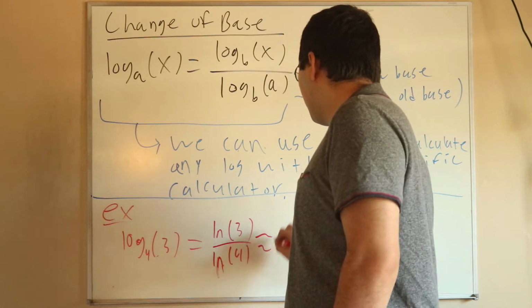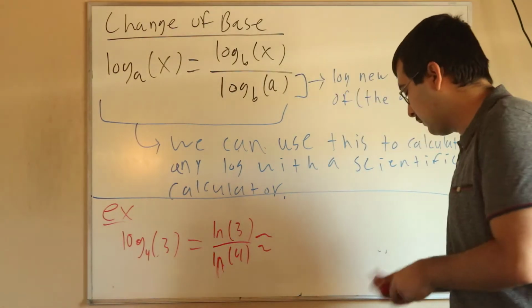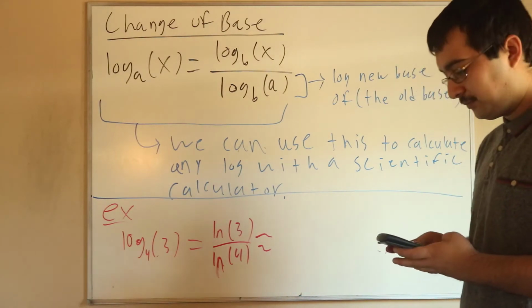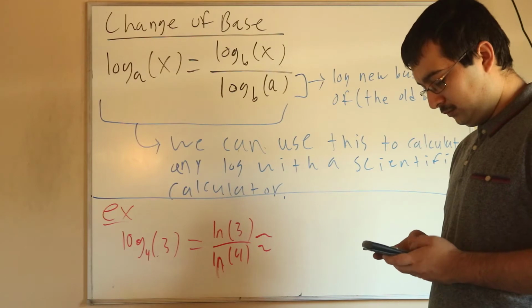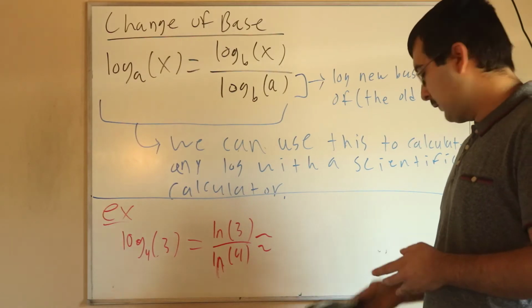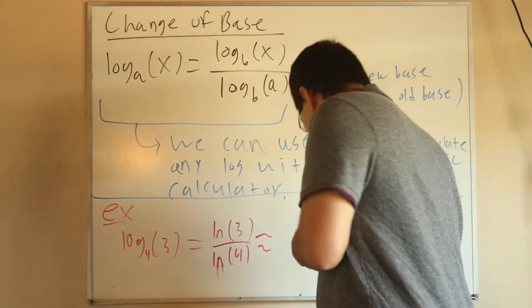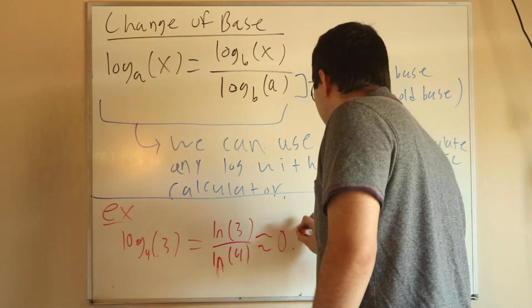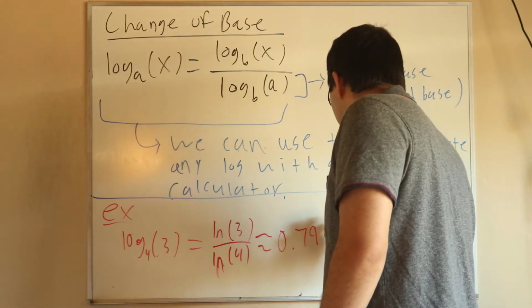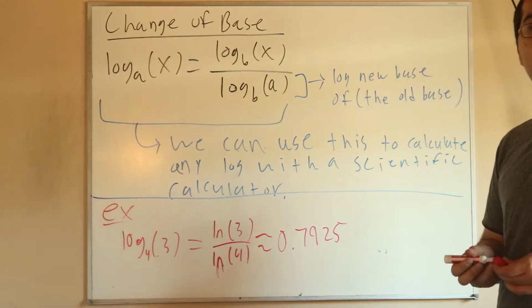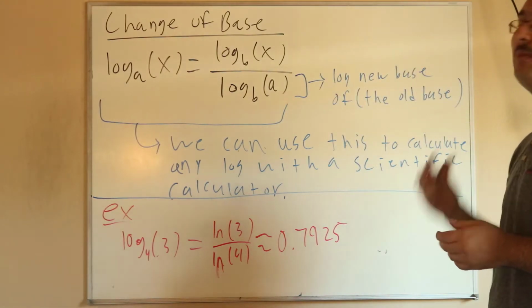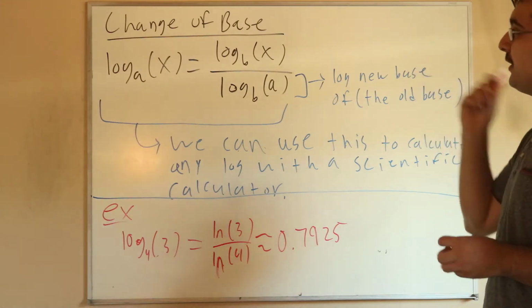And this is going to be approximately... This is approximately 0.7925, let's call it. And there you go. This problem that we no longer could solve can be easily solved now just using this formula.